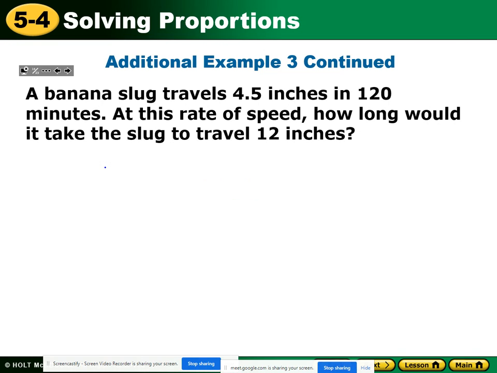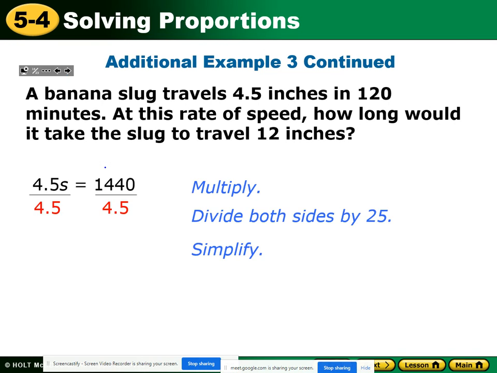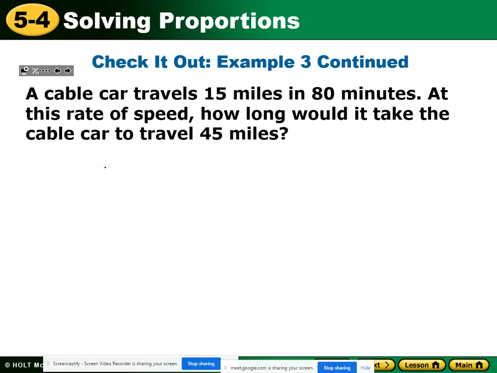All right, oh, the banana slug again? All right, so a cable car travels 15 miles in 80 minutes. At this rate of speed, how long would it take the cable car to travel 45 miles? So think, we've got this, got that. How do we set that up? Oh yeah, the number's messed up. 15.